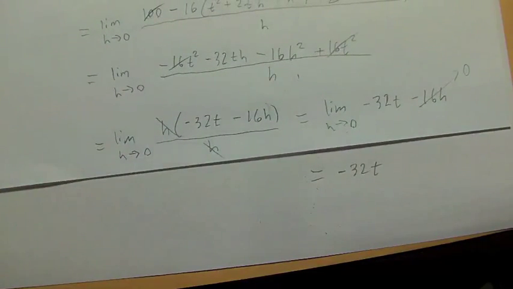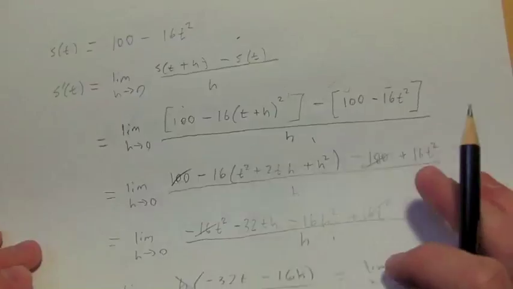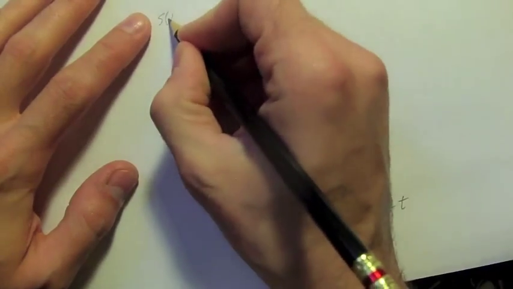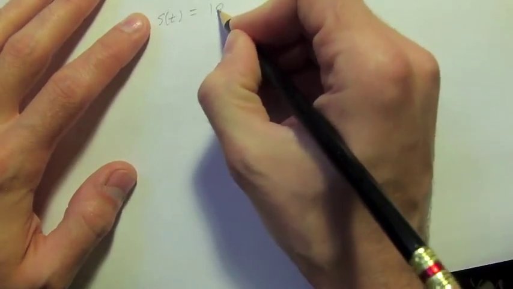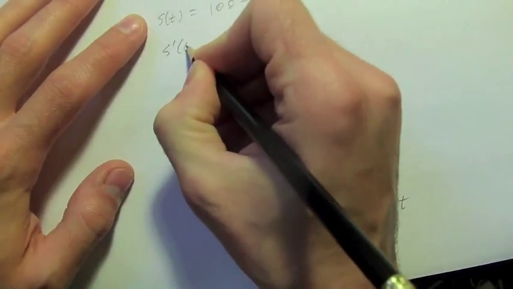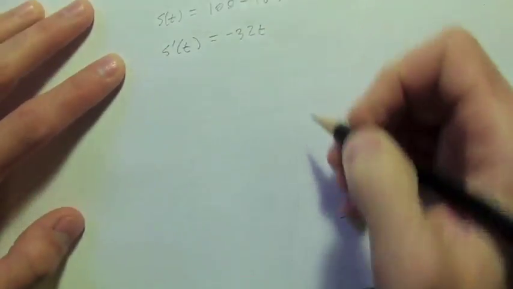Okay, so I think I misspoke earlier when I said that we found that s prime of 1 was negative 16. We actually found it was negative 32. Sorry about that. But what we've basically found is that s prime of t, right, so s of t was 100 minus 16t squared. We have here that s prime of t is negative 32t.